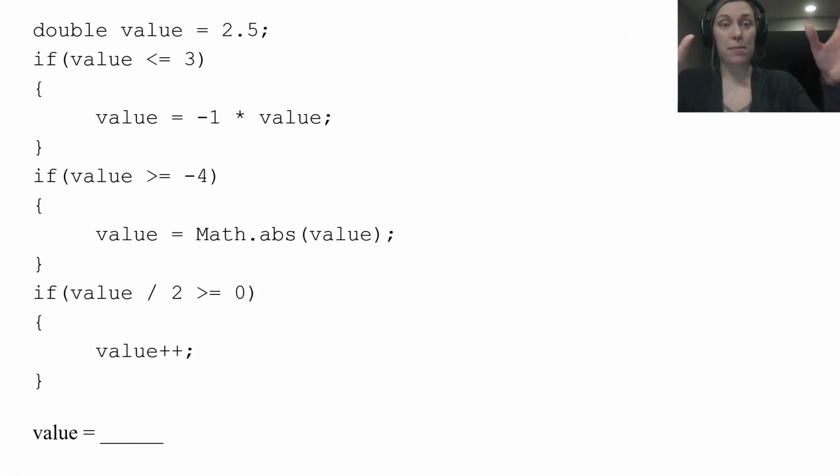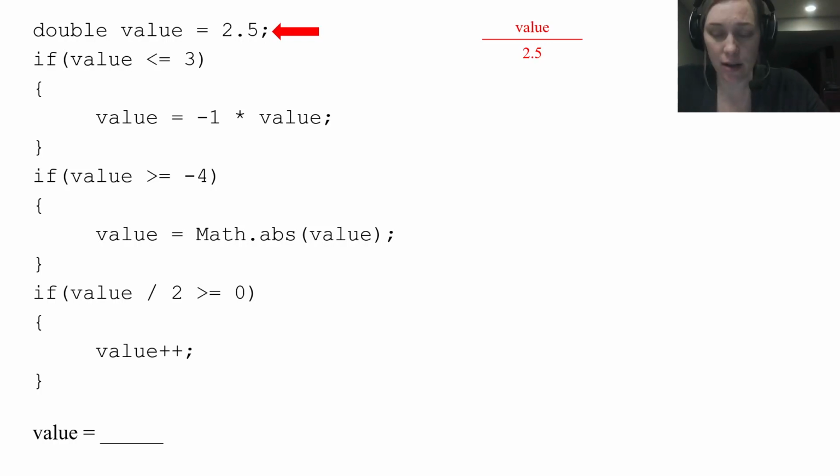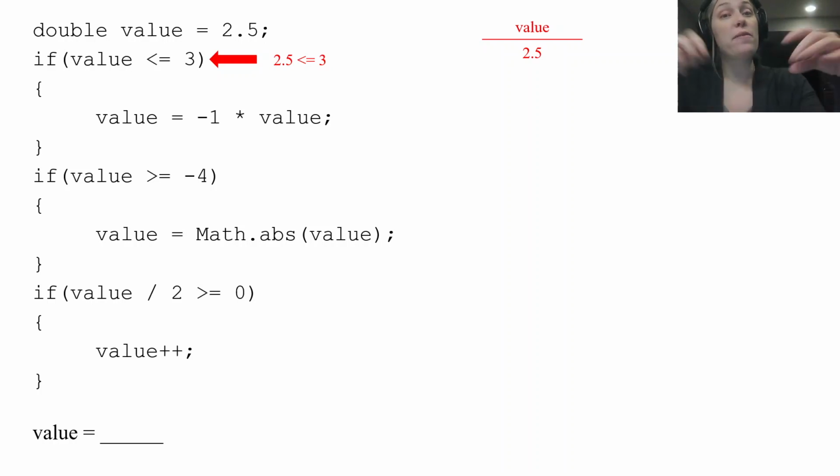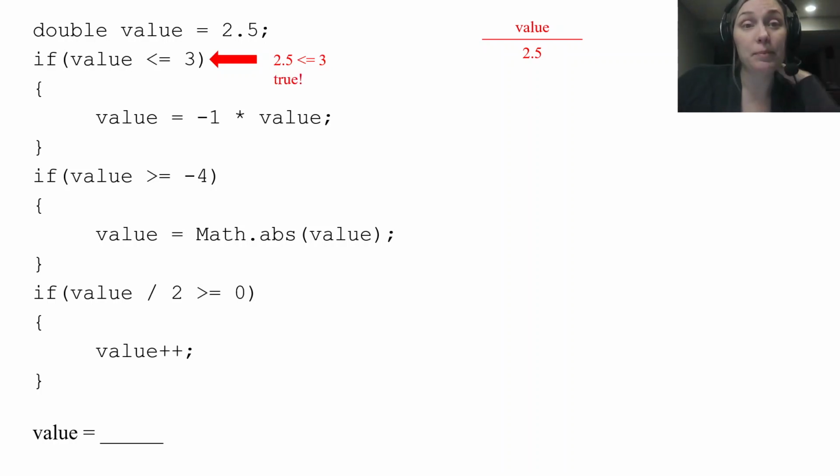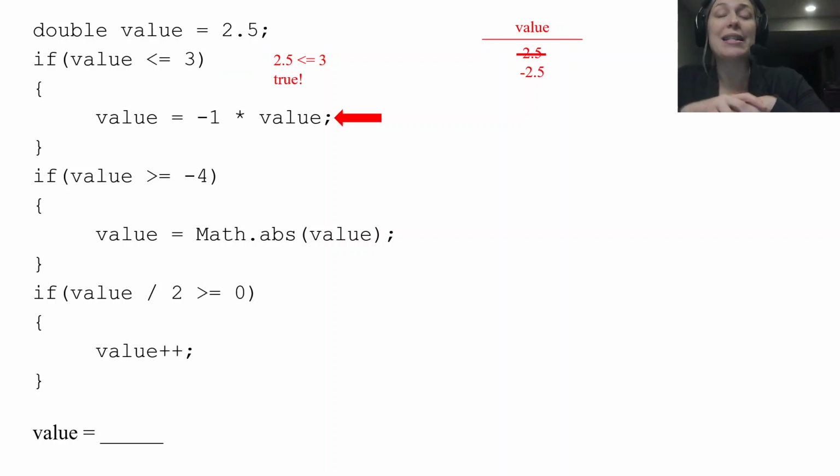Okay, this is our last example for this lesson. Let's work with doubles. So we have double value equals 2.5. Perfect. Value less than or equal to 3. So is 2.5 less than or equal to 3? That is true. Okay, you can compare doubles and ints. They work just like a number line would work. It's a true statement. You're going to have -1 times value, which means that 2.5 becomes -2.5 and gets stored back in value. Okay. Then you have the next question.